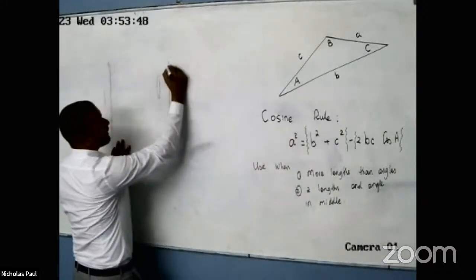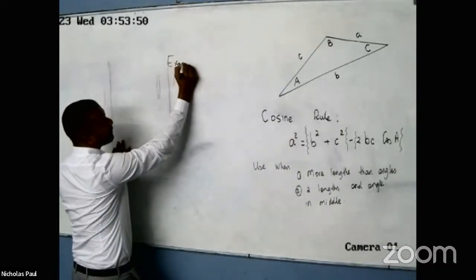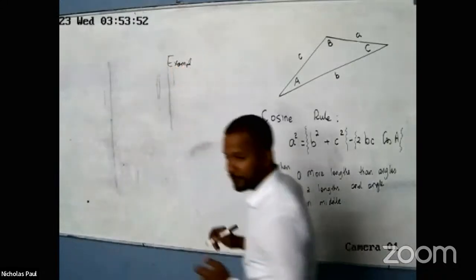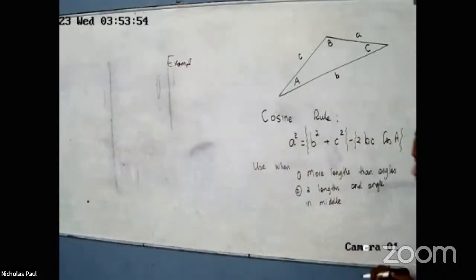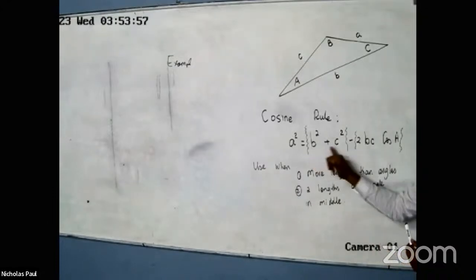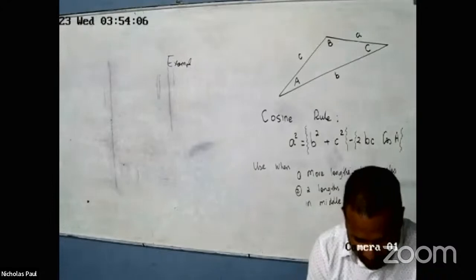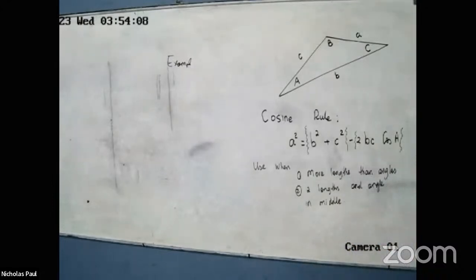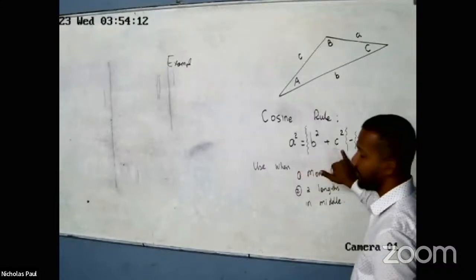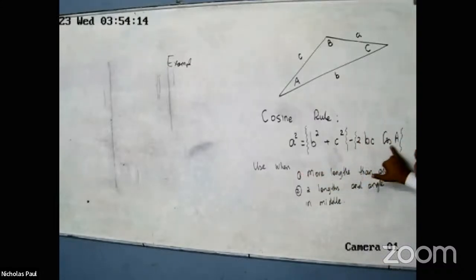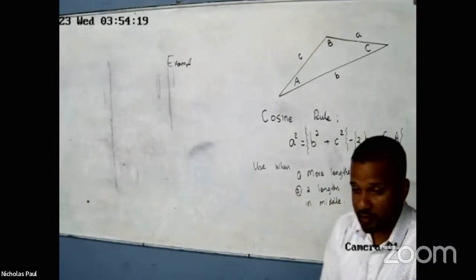So let's try example number 1. Again, I'm going to point out what B and C are. Make a little note: B and C are the lengths that make the angle A. Just make a note of that so you know exactly what B and C are. B and C are the lengths that make the angle A.